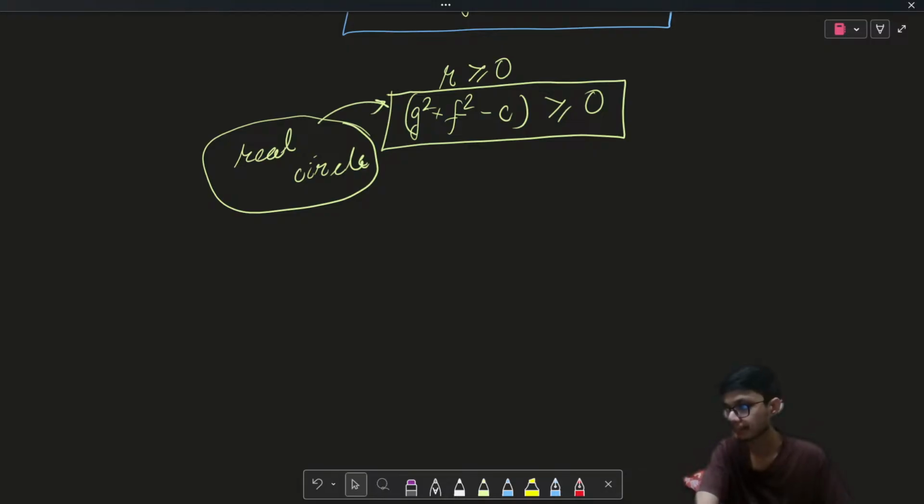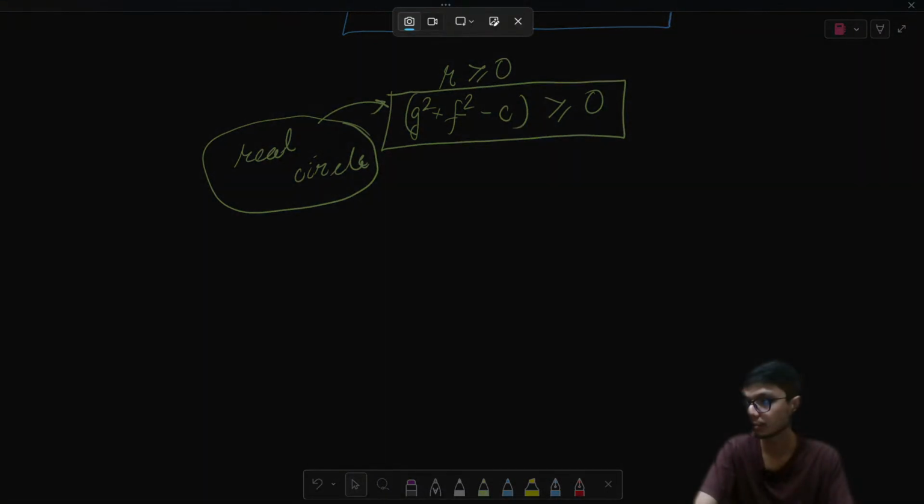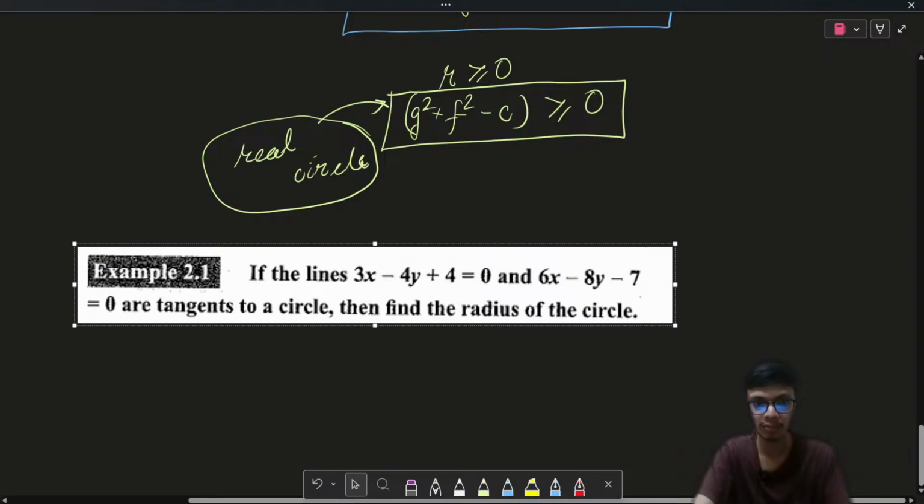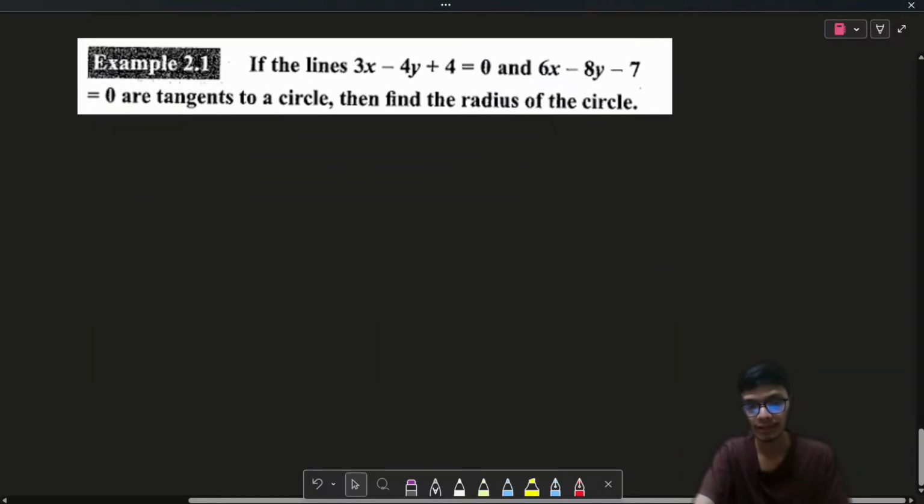So let us take a very simple problem to begin with, and this problem is basically a recapitulation of the previous chapter, that is straight lines, right? So it will help you to understand the concept of circle as well as straight line, right? So please try to solve this problem.